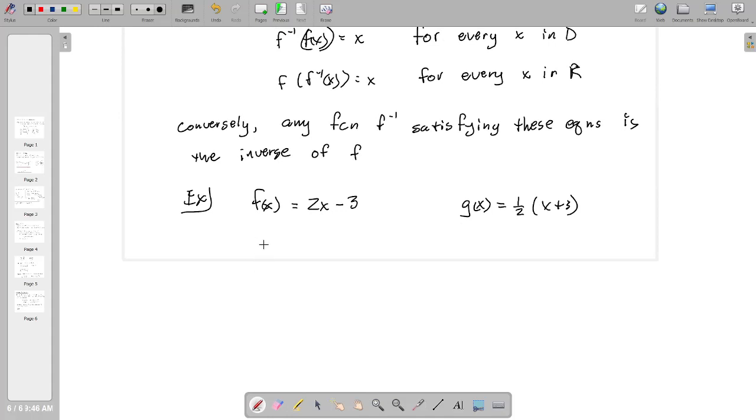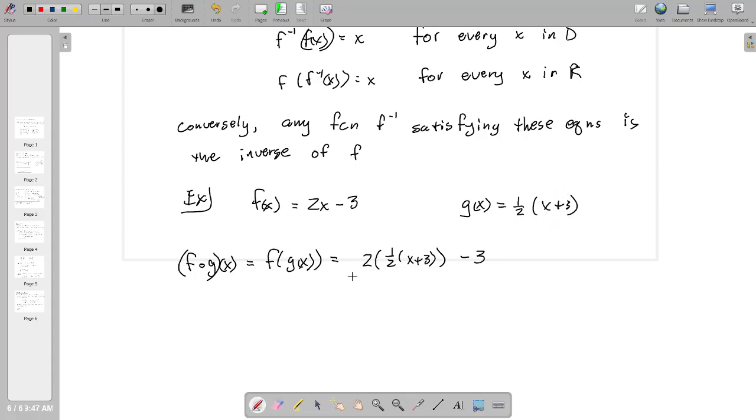So here, we're going to look at f of g of x to determine if it actually equals x. So first remember that this is f of g. This is called a composition. It's good practice to have it in this form. f of g of x is equal to f of g of x, which will then be 2 times our g function, 1/2 (x plus 3) minus 3. So I've replaced x with the entire g function.